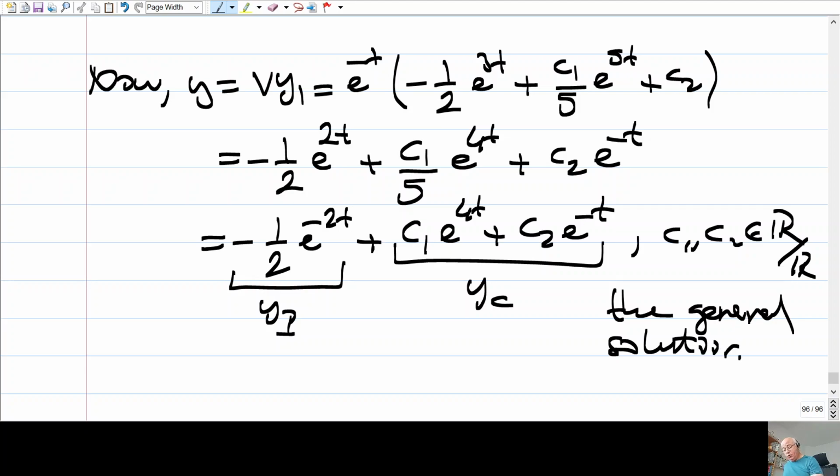So if you take these constants c1 and c2 to be 0 while we are doing the computation, you would get only the particular solution. But if you just keep them, at the end you get not just the particular solution, but the general solution, including the complementary part.